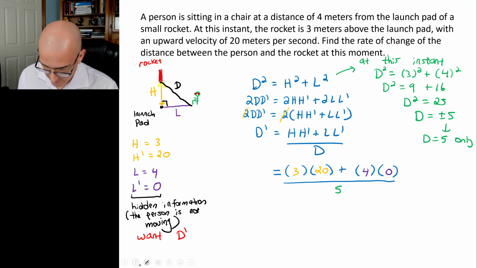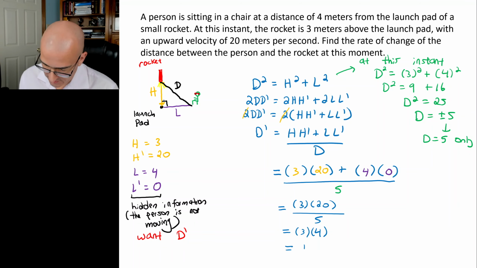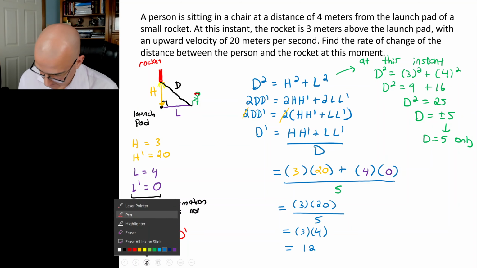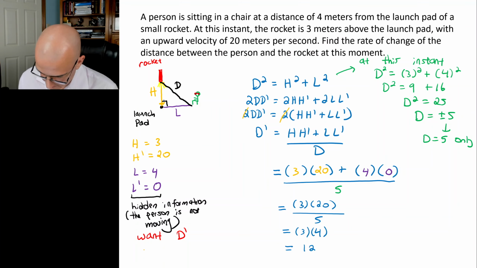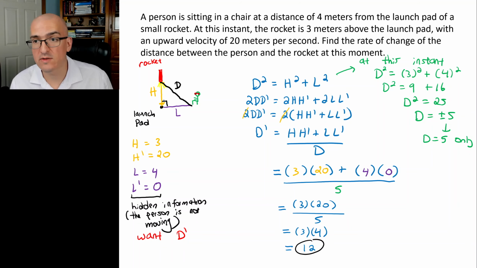All over 5. Now we can simplify. Now we can multiply the 3 times the 20 and then divide by 5, but it's smarter to do it this way. 3 times 20 plus 0 over 5. Just divide the 20 by the 5 first. So 3 times 4, which is 12. That's our answer. So that's the rate of change of the distance between the person and the rocket as the rocket goes up in the air.